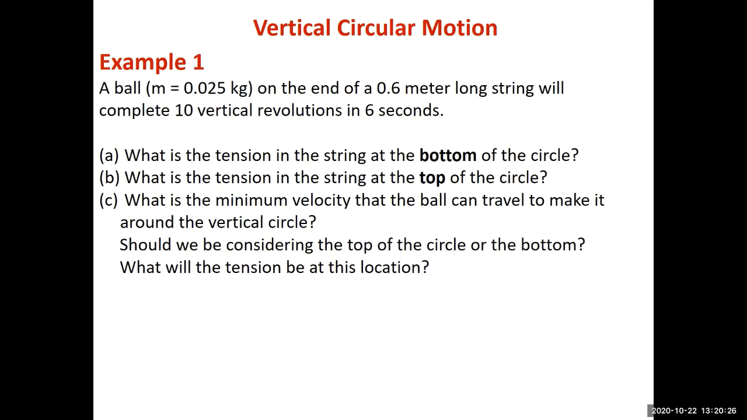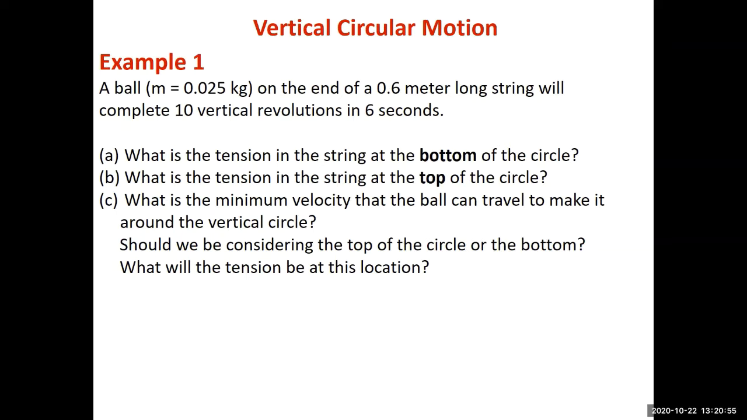Here's a problem on vertical circular motion. We have a ball on the end of a string and it makes 10 complete vertical revolutions in 6 seconds. Here's what we want to find. A, what is the tension in the string at the bottom of the circle? B, what is the tension in the string at the top of the circle? And C, what is the minimum velocity that the ball can travel to make it around the vertical circle?